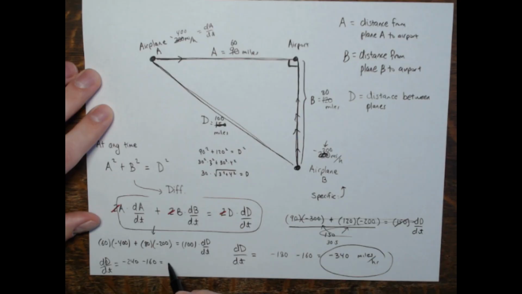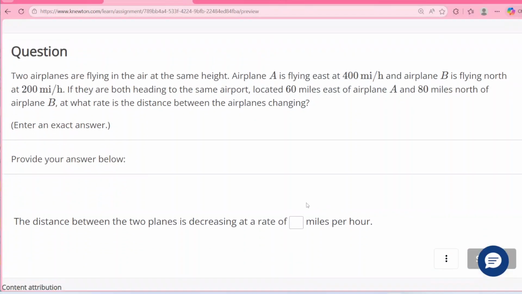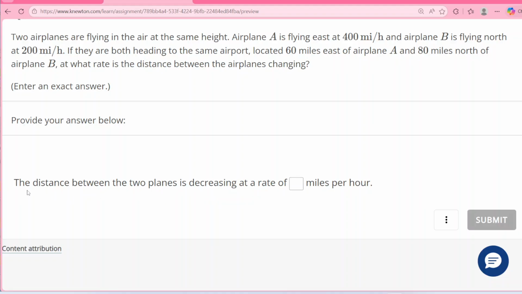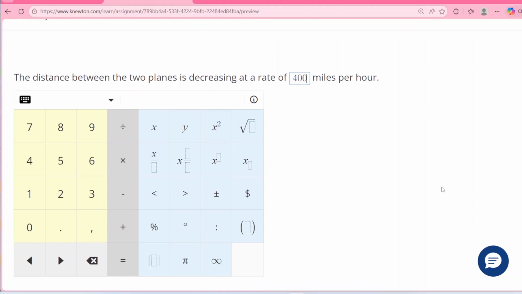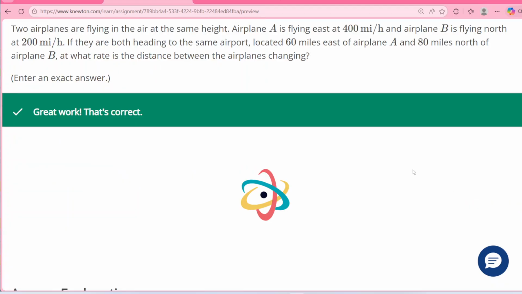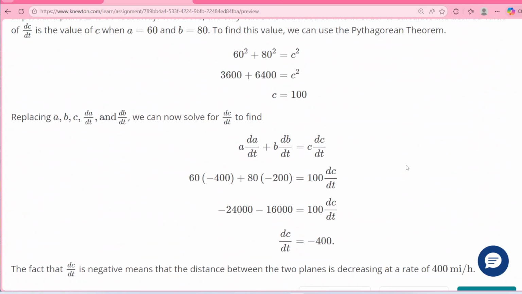So that's -400 miles per hour. And again, they probably had the word decreasing there again. Yeah, they do. So 400 miles an hour is how fast they're getting closer to each other. At that moment, the distance between the two planes is decreasing at a rate of 400 miles an hour. Again, very similar to the earlier one. I didn't want to draw all that again. It's just replacing that with different numbers.